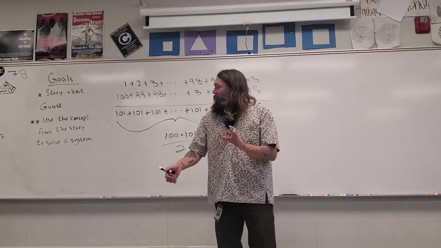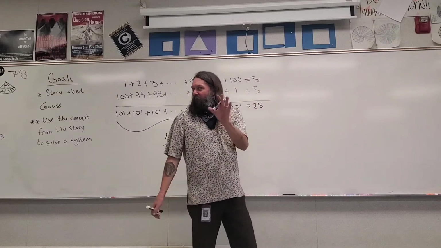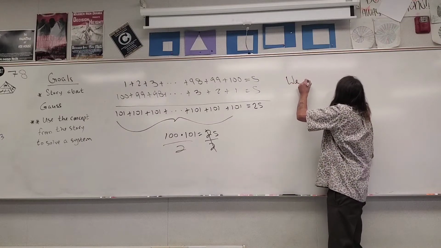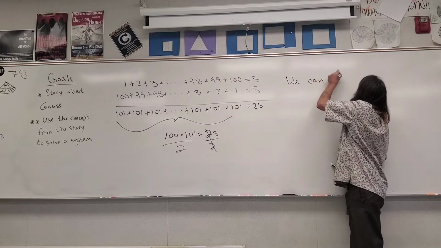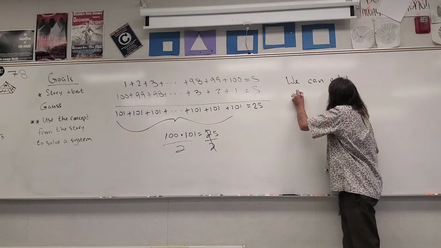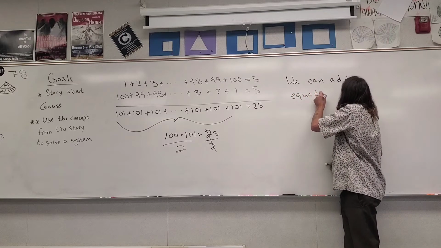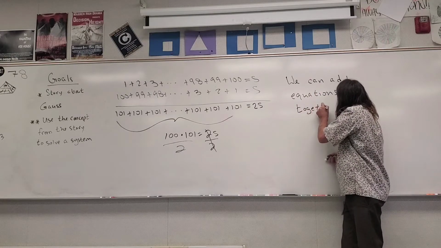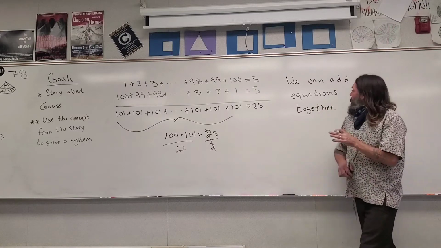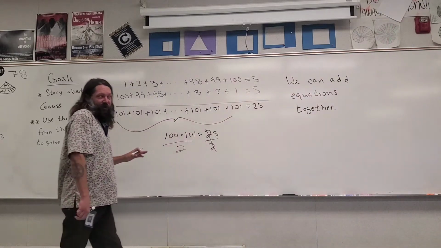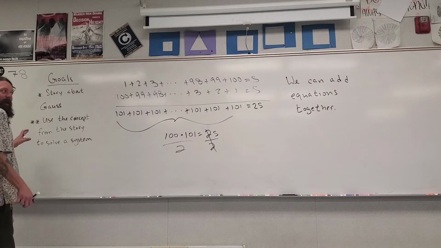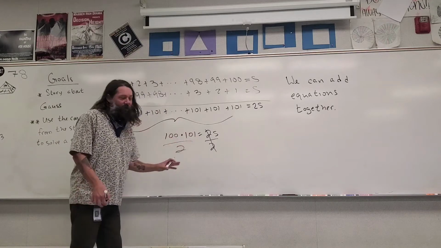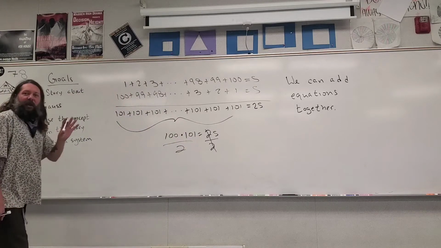Now, the point of this story, why I'm telling you this story, and this is the key for the lesson, is we can add equations together. That is the entire point of the Gauss story. We can add equations together. I'm going to go ahead and erase this and set up the second goal. And we will see how we use what this 9-year-old Gauss taught us we could do to solve systems of equations. I'll be back.